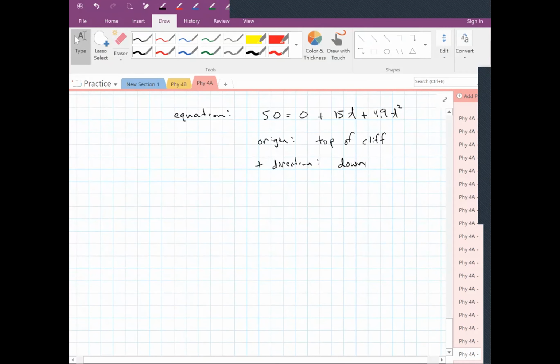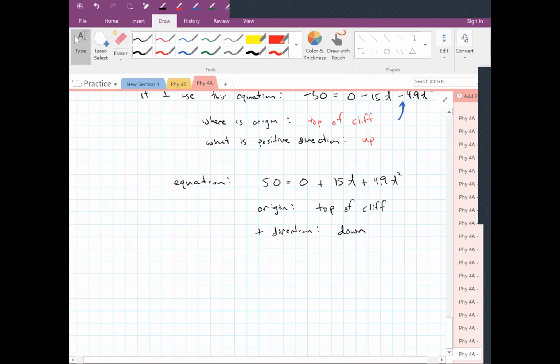You can do that problem later. I got 2.02 seconds, and X final is 52.3 meters. I didn't do V final, but you can check your answers later.